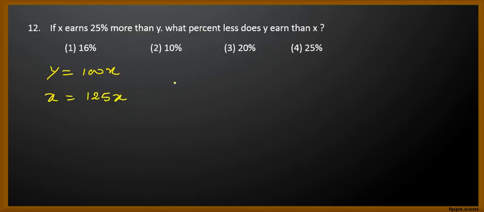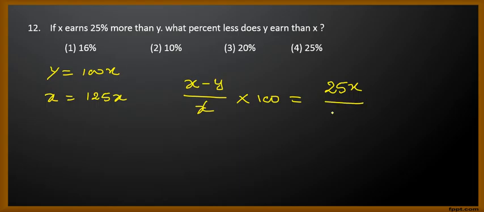What is the required value here? Required value is x minus y. What is the reference value? X, because y is less than x. So x is the reference value, into 100. So that is nothing but 125x minus 100x, that is 25x by 125x into 100, which is nothing but 20%. So the answer is option 3.